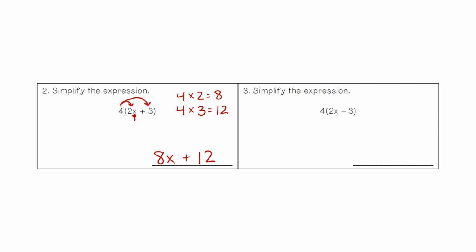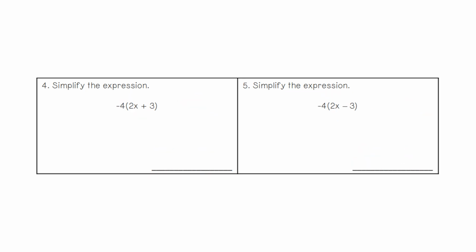For number 3, we multiply the first number, 4 times 2, to get a value of 8. And again, we put it with the variable x, which is included in that first number. And then we multiply the 4 times the negative 3 to get a value of negative 12. So 8x and negative 12 is our final answer.